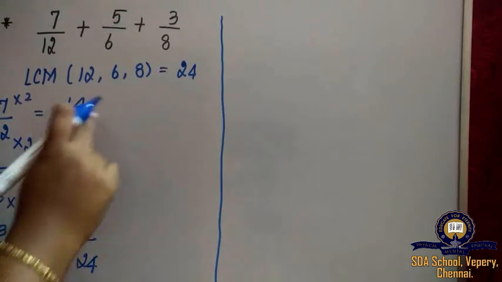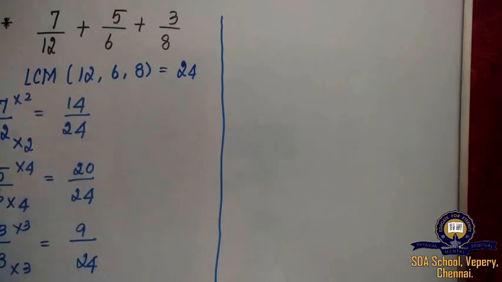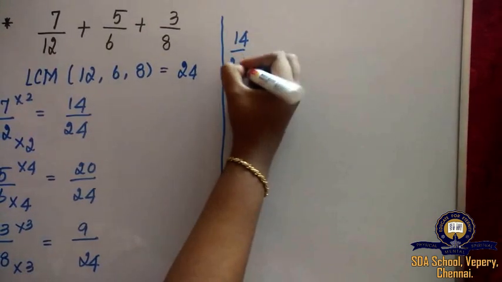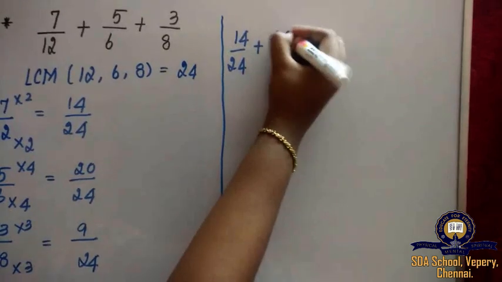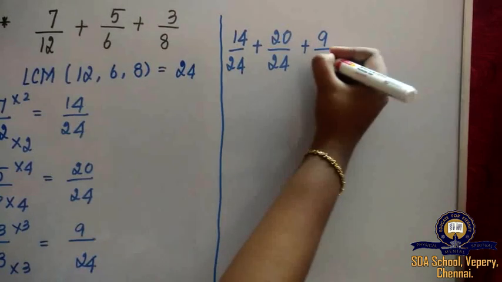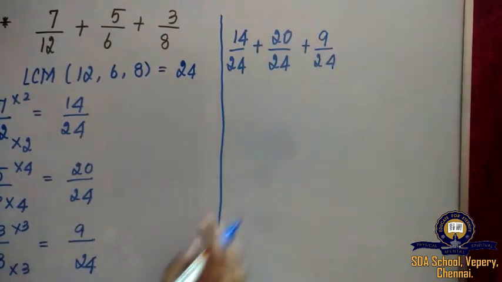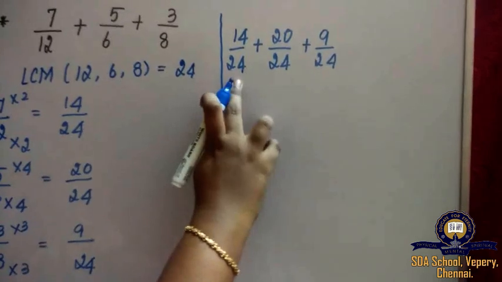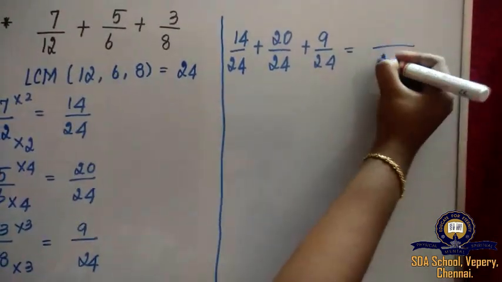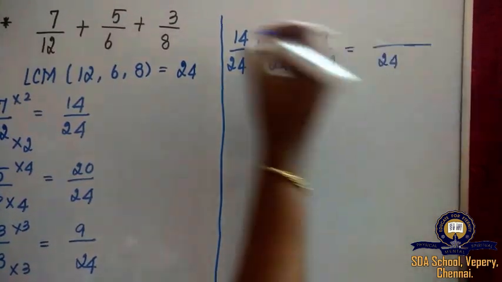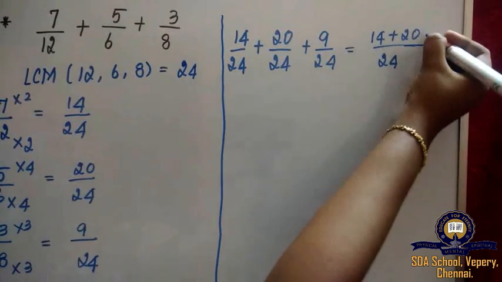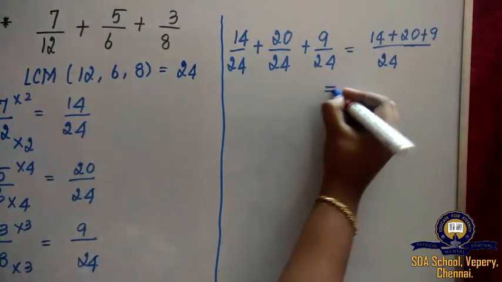Now we have got the like fraction for every unlike fraction. So it is 14 by 24 plus 20 by 24 plus 9 by 24. So now we need to add. So look here, the denominators are same. So 24, we have to add the numerators. 14 plus 20 plus 9. What will you get?